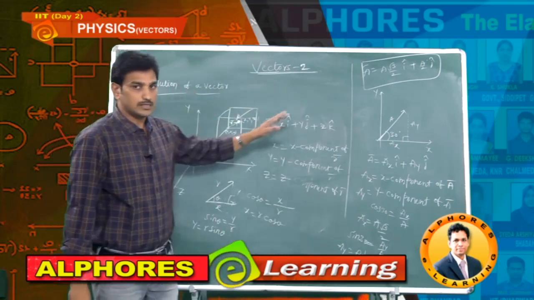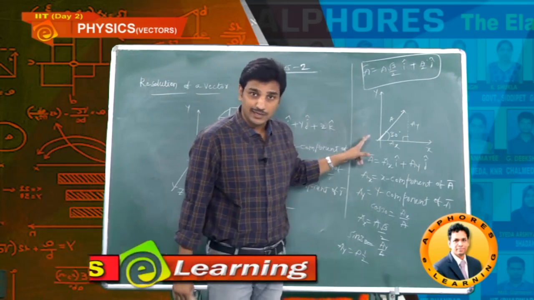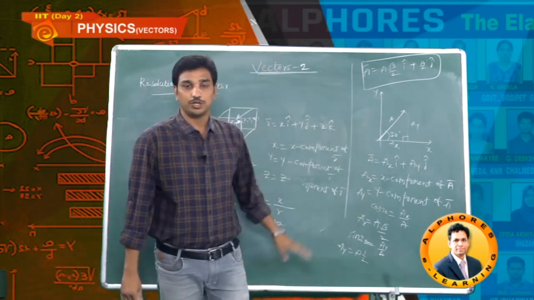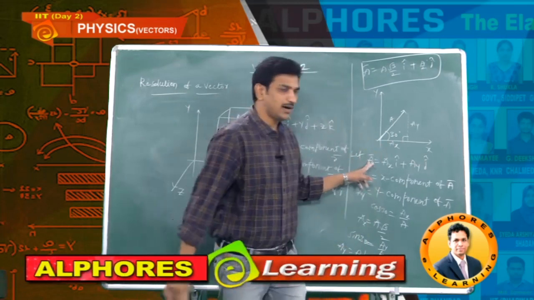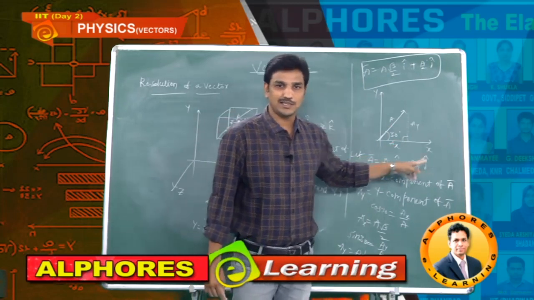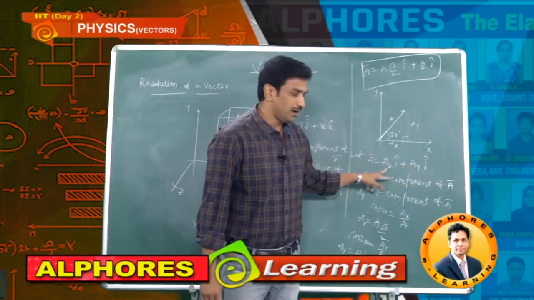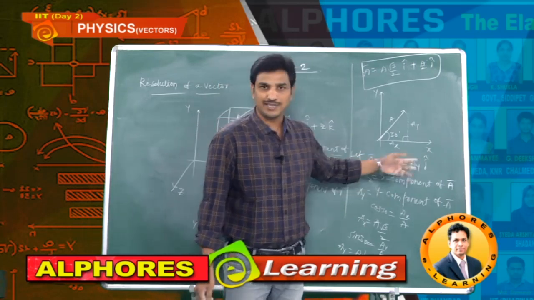Here, in this question, I don't know the vector, but I know that it is in 2D. Due to that reason, A bar has two components: Ax i cap plus Ay j cap. So I have calculated the Ax value and Ay value, and I substituted them, and I got the vector.